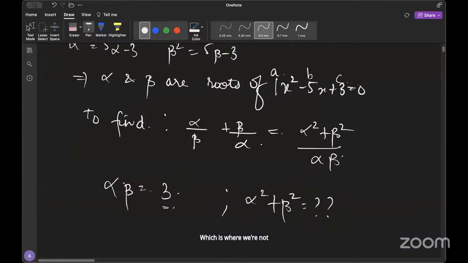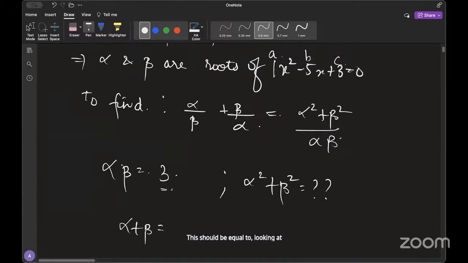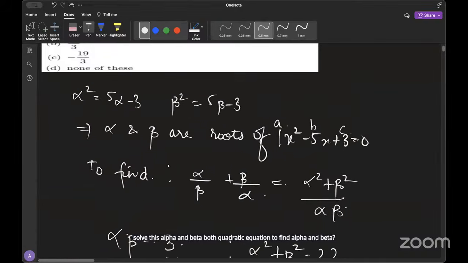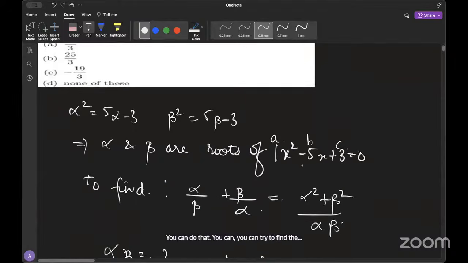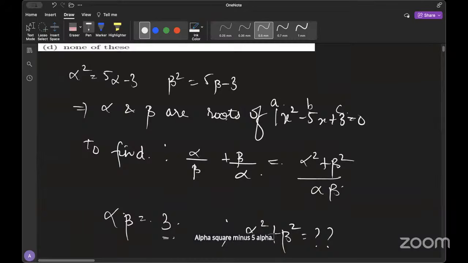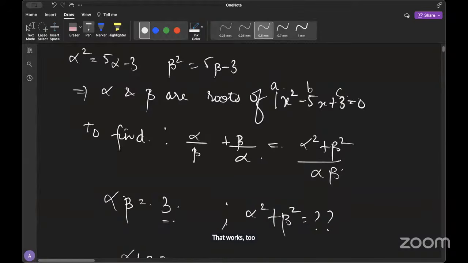This is not given because we're not familiar with the sum of squares of two roots. We're familiar with the sum of two roots, right? So we know this, looking at this equation, what should be alpha plus beta? Can't we solve this quadratic equation to find alpha and beta? You can do that way too. You can find both the roots and then find this ratio and this ratio and then add both of them. That works too.